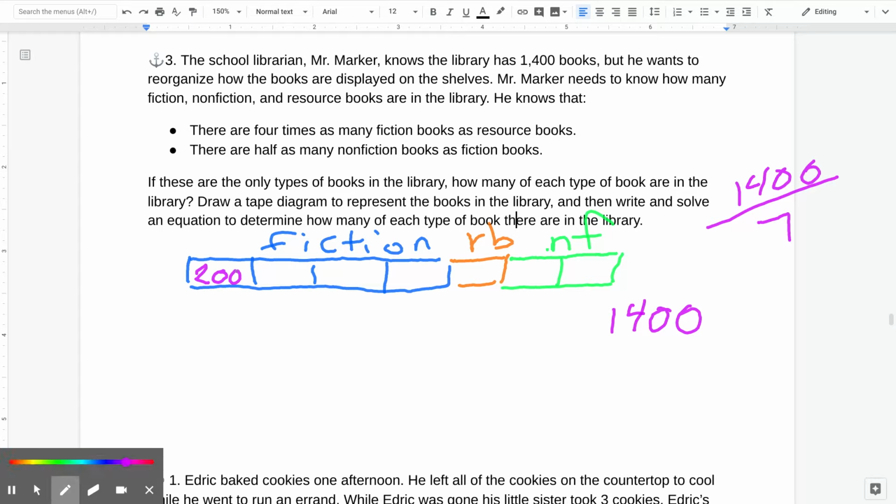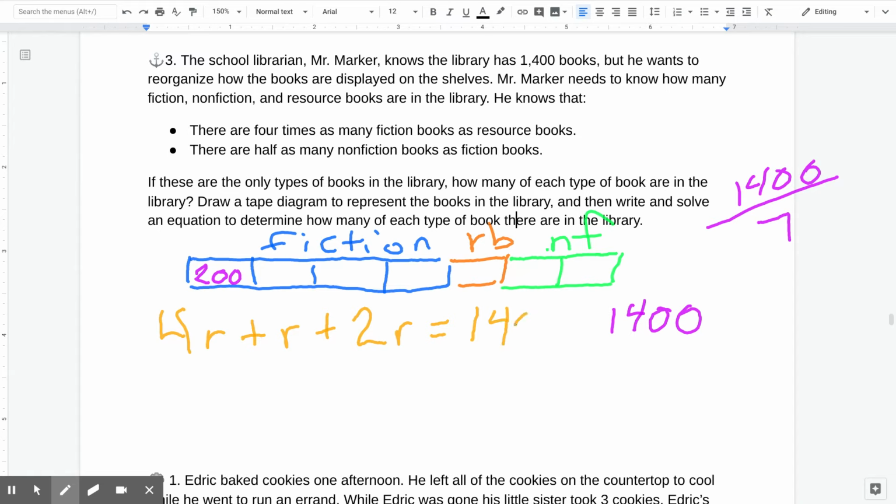So I'm going to use my resource books as my basic variable. And I know that there are 4 groups of the resource books in the fiction, and then 1 group of the resource books that's actually the resource books, and 2 groups of the resource books that are in nonfiction. And all of those together are equal to 1,400.